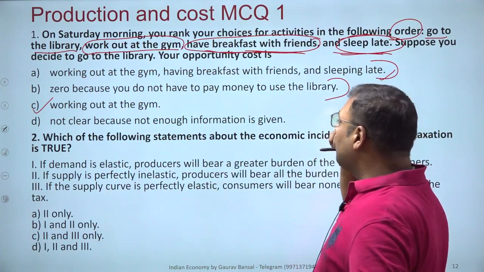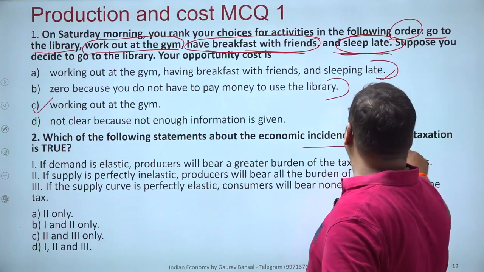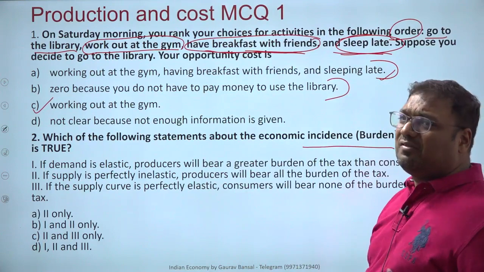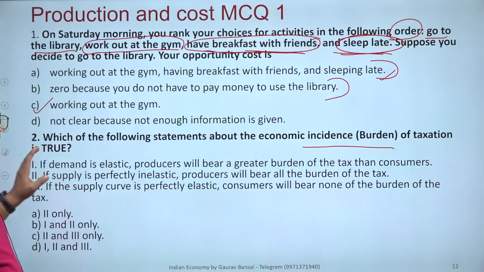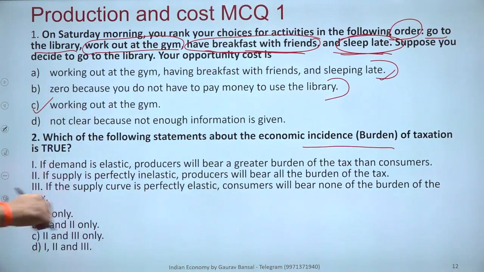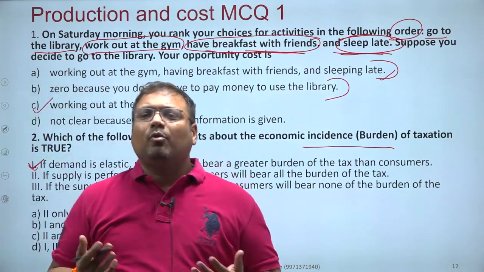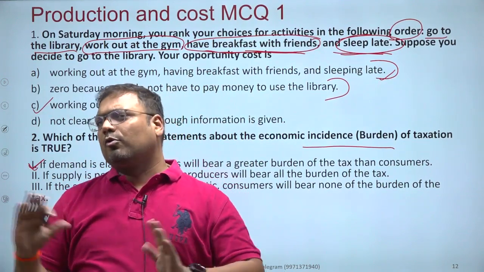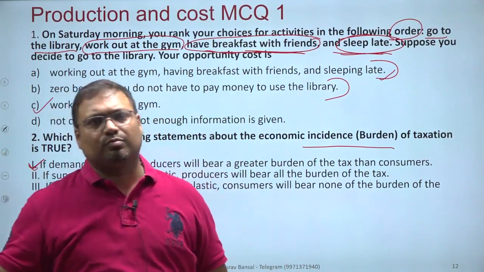Now, question number 2. Which of the following statements about the economic incidence, which is the economic burden of taxation, is true? This is again a very tough question, and it is based upon many concepts, not just one. If demand is elastic, the producer will bear a greater burden of tax than the consumer. If demand is elastic, what will happen? People have more flexibility. What is written? Demand, not supply. So we do not know about the producer being flexible or not. People are flexible. They can choose to buy or not to buy. They can delay their choice.